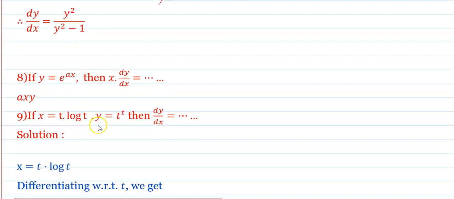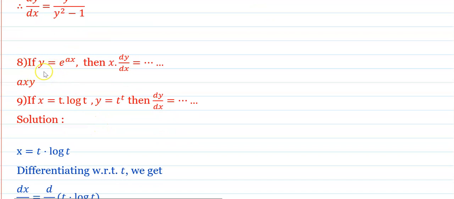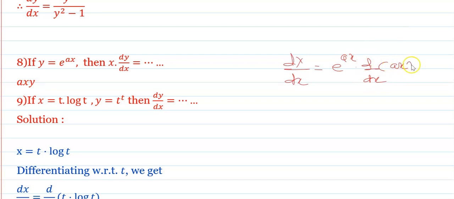Okay. Now the next question number 8. Very easy question. If y is equals to e raised to ax, then x into dy by dx. Now differentiate this with respect to x. Therefore, dy by dx is equals to e raised to, what is the derivative of e raised to x? It is e raised to ax into derivative of ax, that is ddx of ax. a is a constant, derivative of x is 1. Therefore, dy by dx is equals to here the derivative of ax came a, that is a into e raised to ax. Now we want to find out x into dy by dx.